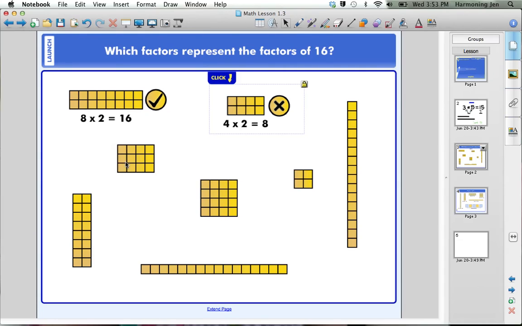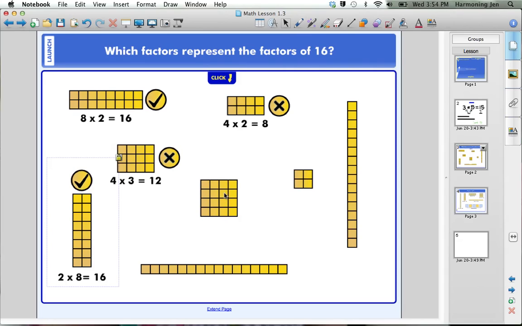How about this one right here? 3 by 4 array. Nope. Right here we have 8 rows by 2 columns. Does that represent the factors of 16? Yes, it does.